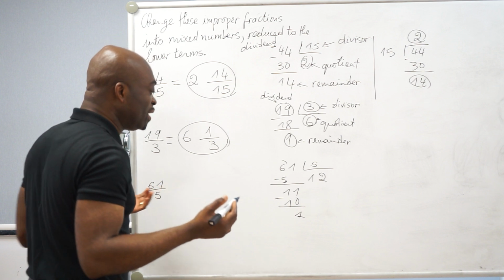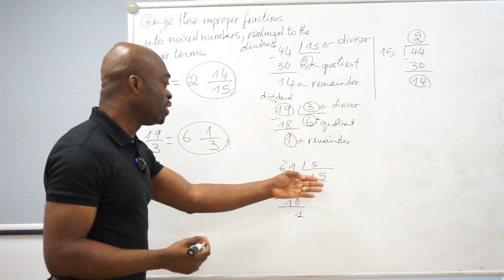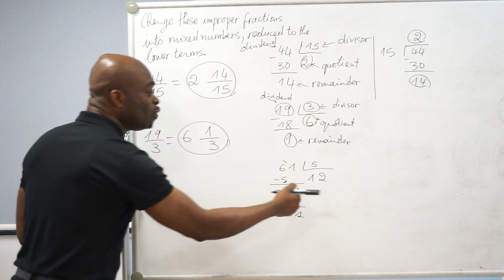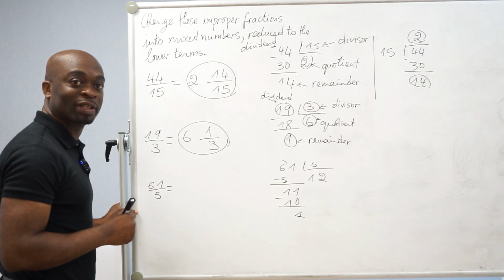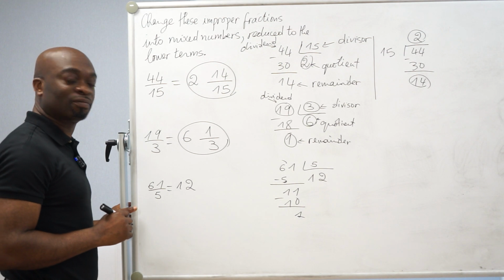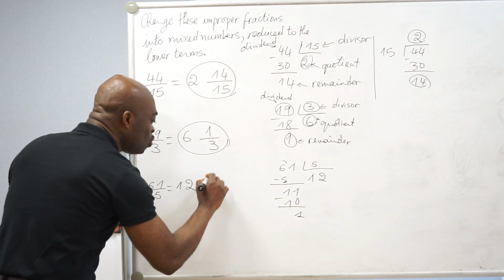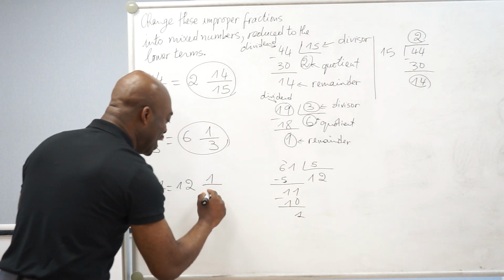All right, ladies and gentlemen? So you got the 1. And then, so again, following the same thing here, so that would give us what? We said the quotient is the first one that goes, so 12. What is the next one is our remainder. So it's 1 then over 5.